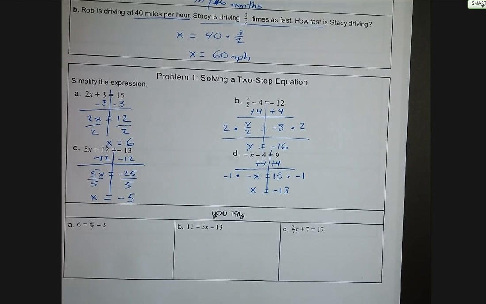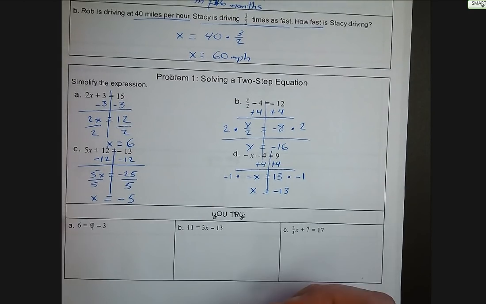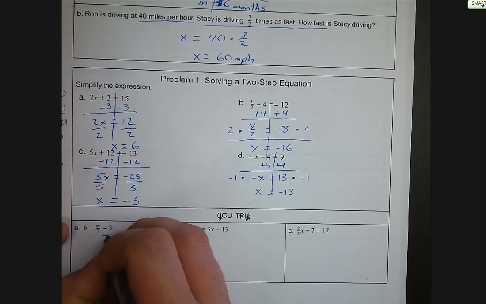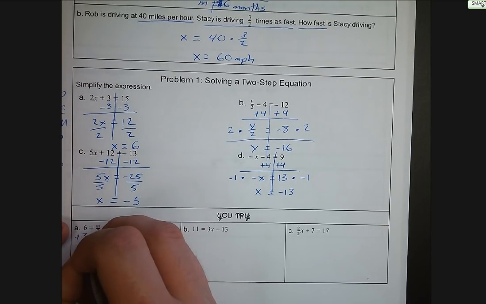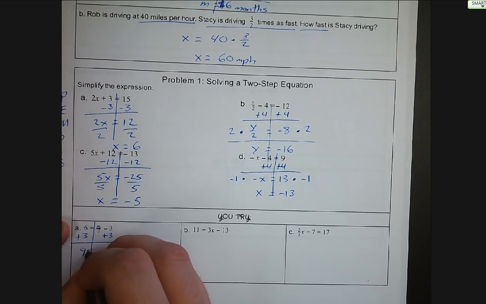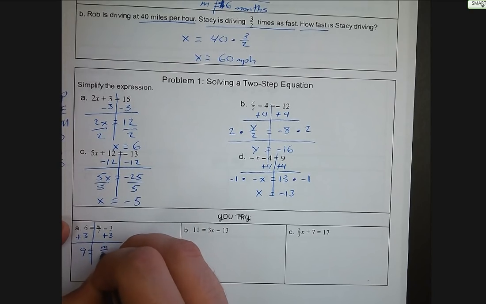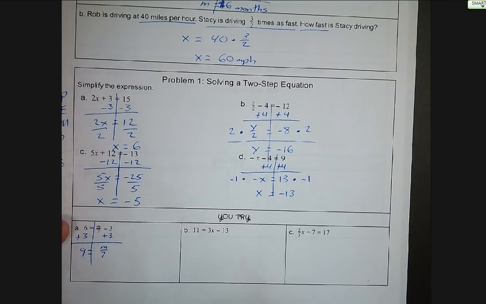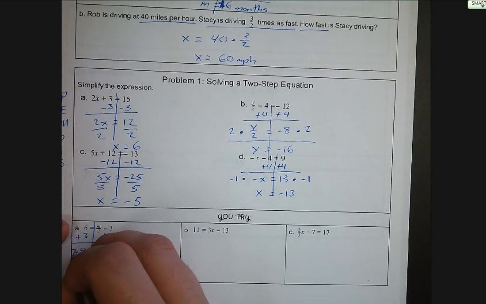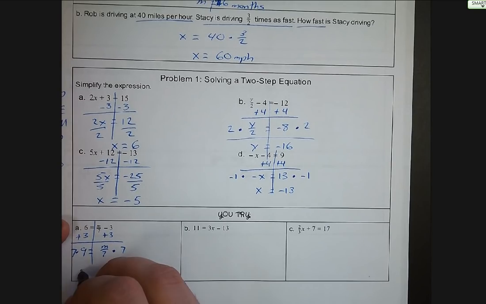So we have m over 7 minus 3 is equal to 6. So we're going to start off by adding 3 to both sides. So 9 is equal to m over 7. Multiply both sides of the equation by 7. And we find that 63 is equal to m.